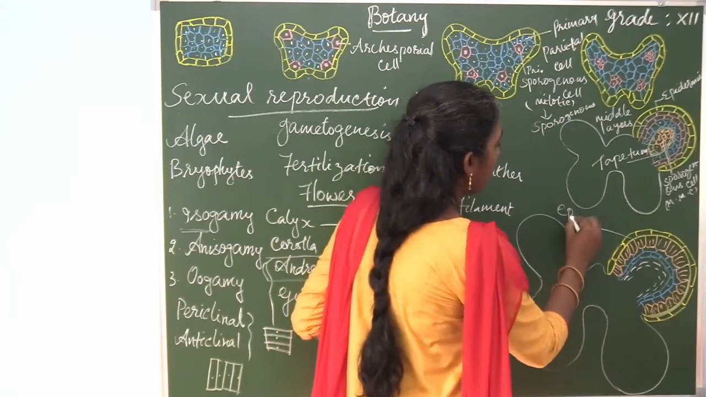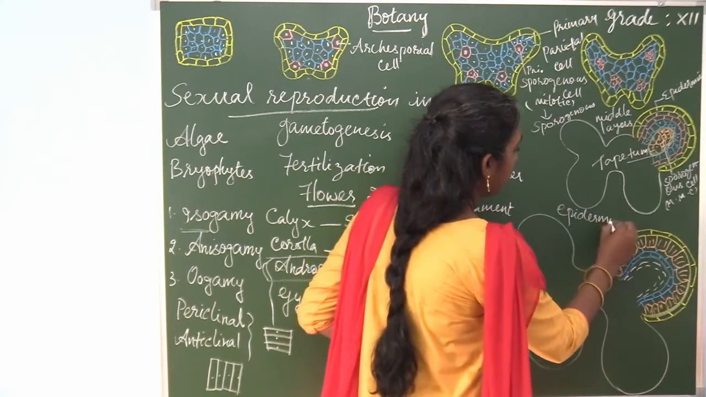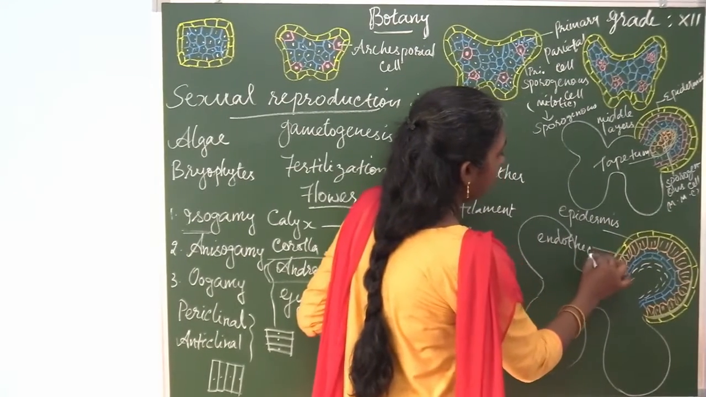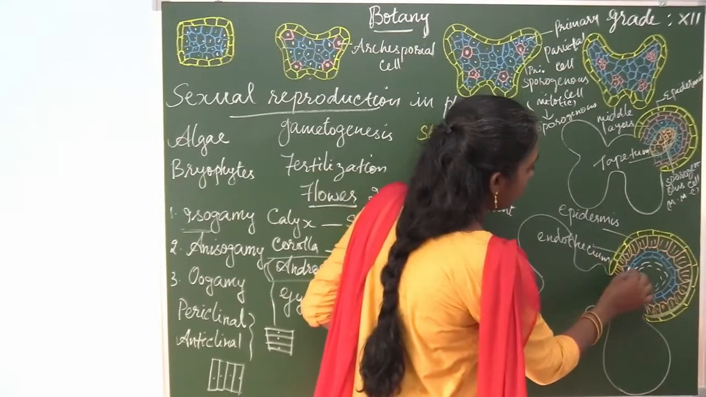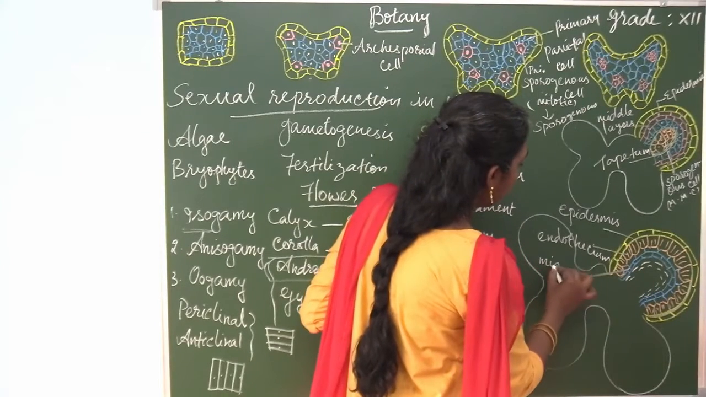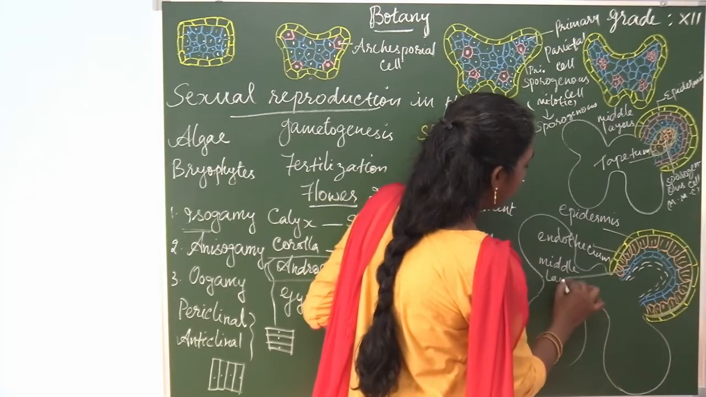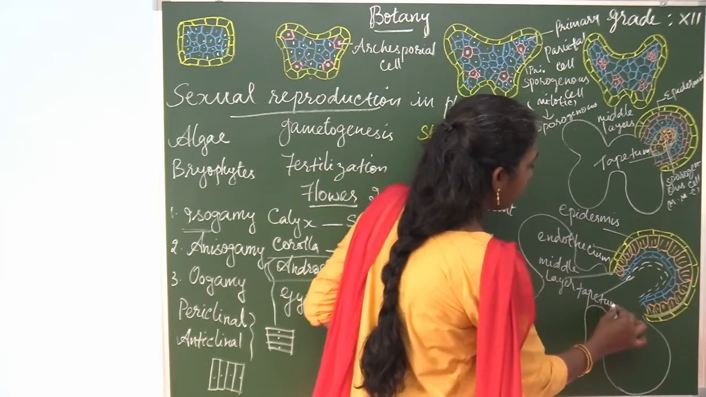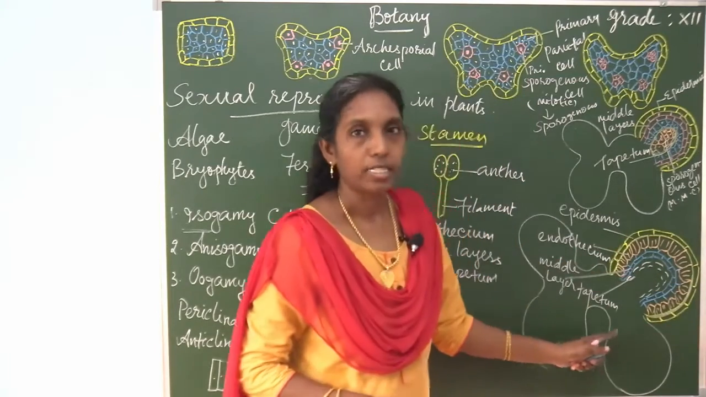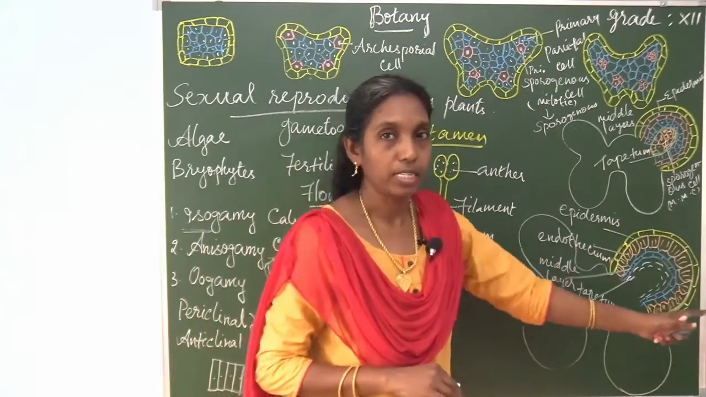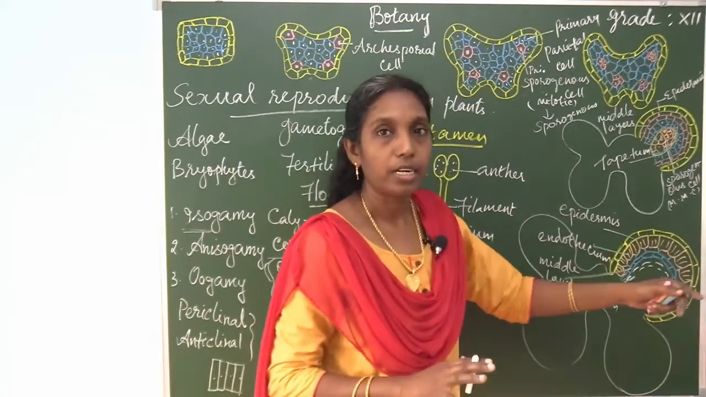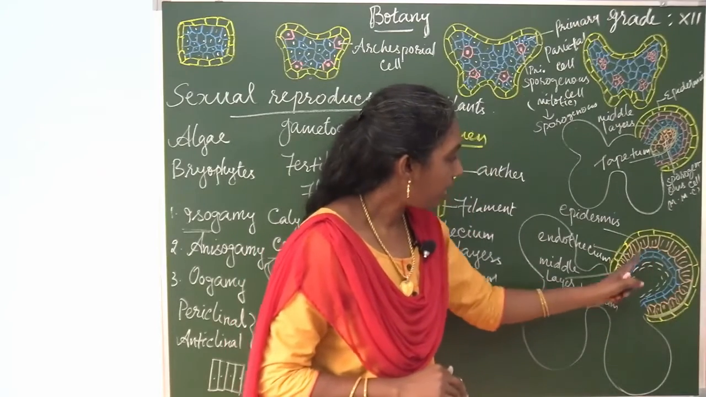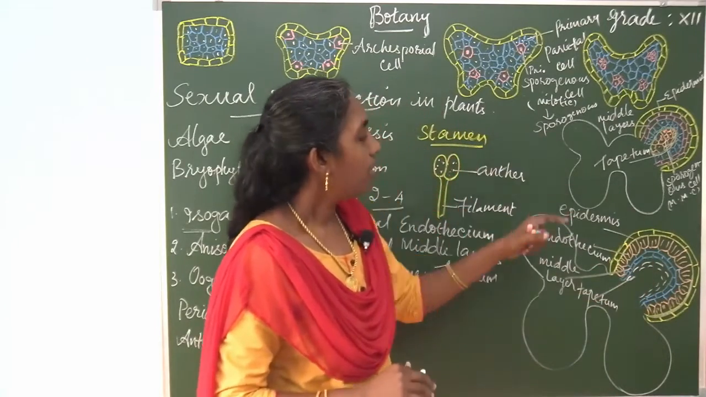So, the outermost layer is known as the epidermis. This layer is the endothecium. This layer is the middle layer. And this is the tapetum. These are the wall layers. In the mature anther, you may see these wall layers in detail. Next class, you are going to study the detailed structure of the mature anther. Now, all these wall layers are developed.